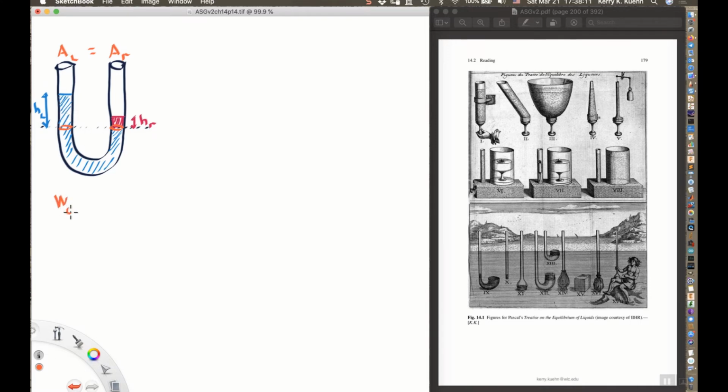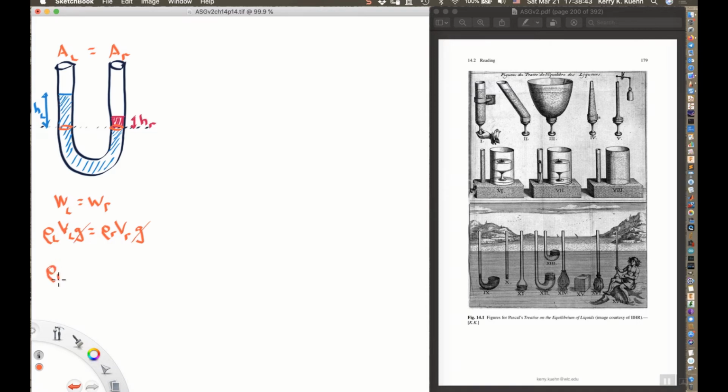That is, the weight of the fluid on the left has to be equal to the weight of the fluid on the right. This is going to give us a way of understanding what the height of the fluid on the left is compared to the height of the fluid on the right. So what's the weight of the fluid on the left? It's the density of the fluid on the left times the volume of the fluid on the left times g. And on the right, it's the density of the fluid on the right, the volume of the fluid on the right, times, once again, g. You can see right away that the g's cancel out.